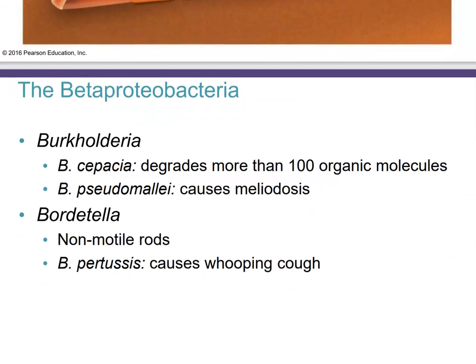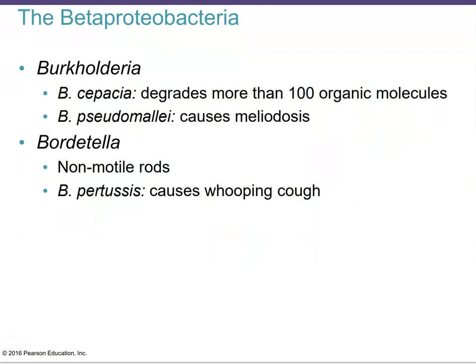Okay, then we have more beta proteobacteria. We have two groups here, Burkholderia and Bordetella. The first one you probably have never heard and probably will never hear again. Burkholderia cepacia. That one can degrade organic molecules and is probably useful for degrading maybe oil spills or other organic material that will be found in waste and could be a dangerous environmental hazard. The next one, Burkholderia pseudomallei. This one causes melioidosis, and you probably never hear about it again. We don't have this one on pathogen groups.